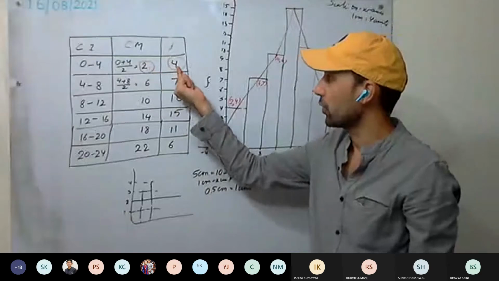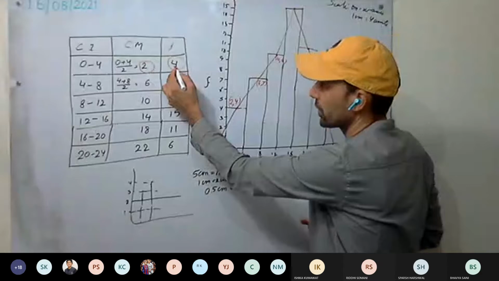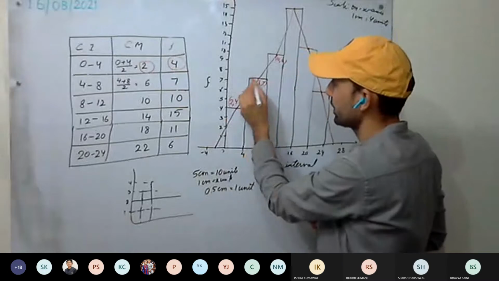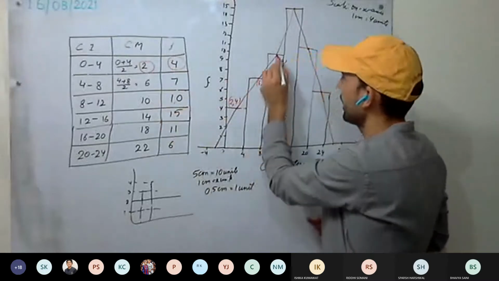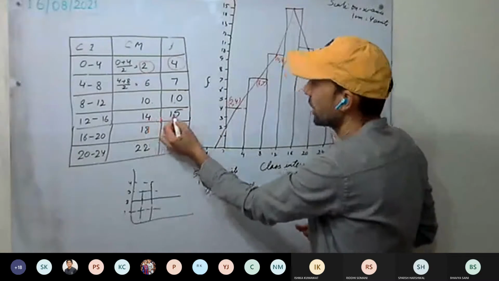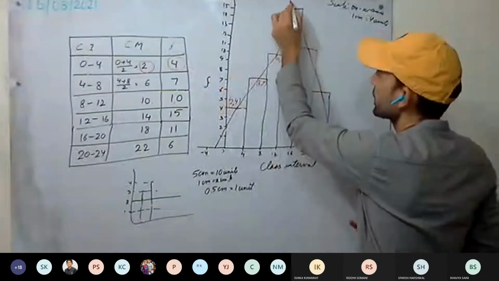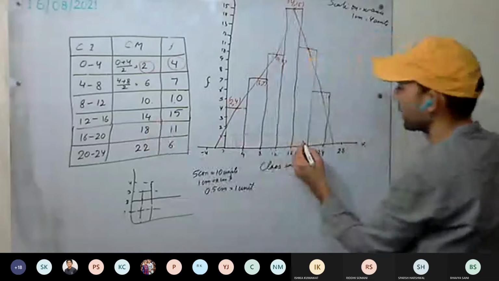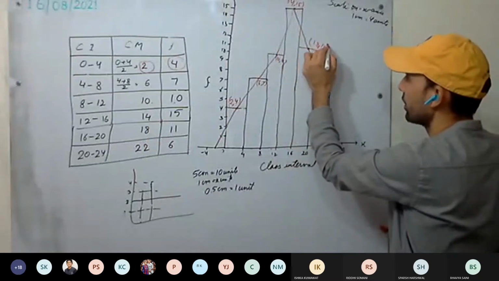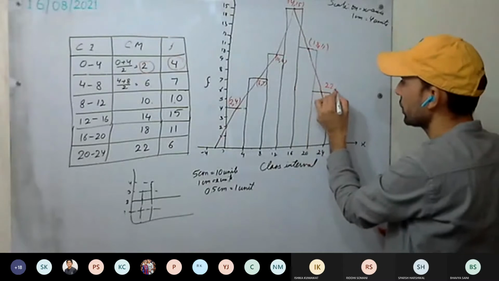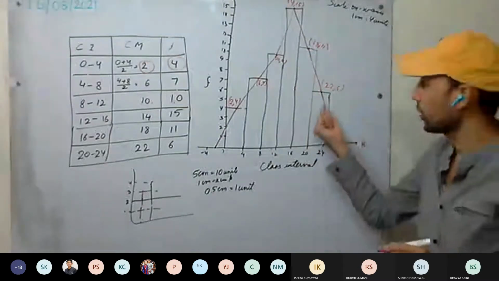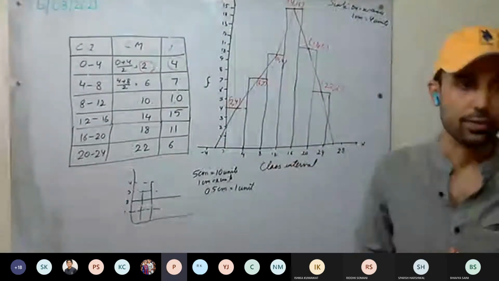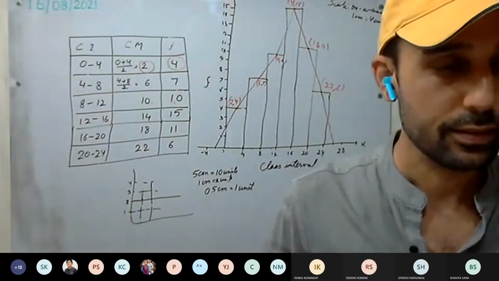On the x-axis we have to mark 2, and 4 on the y-axis: x coordinate, y coordinate. So 2, 4. 6, 7. 10, 10. Then 14, 15, so it is 14 on the x-axis and 15 on the y-axis. 18, 11. And this is 22 and 6. So even without drawing the histogram, we can draw the frequency polygon. Is this clear to all? Any doubt you have? Ask again.